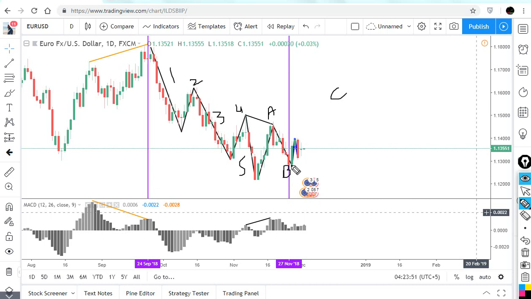If we see this part and this part, we see a correction. It's not overlapping the B part's initial start area, because if it overlapped this, then we could say it's something else, right? But it's not like this. So let me finalize this with my Fibonacci tool, so it will tell us more exactly what's going on, right?